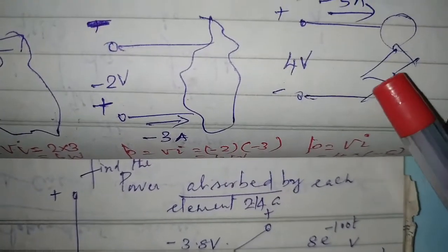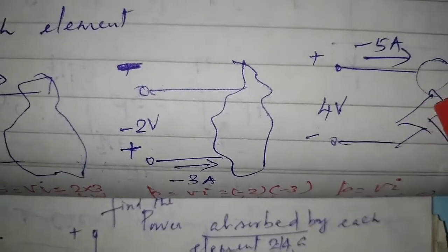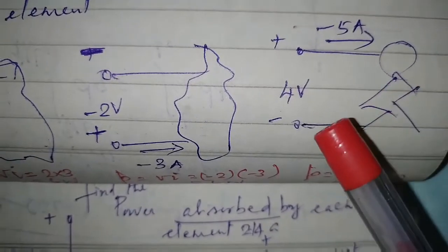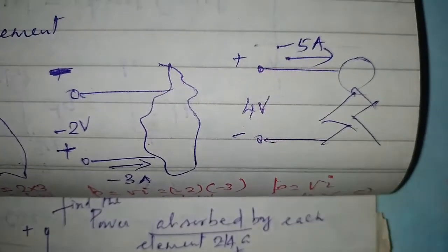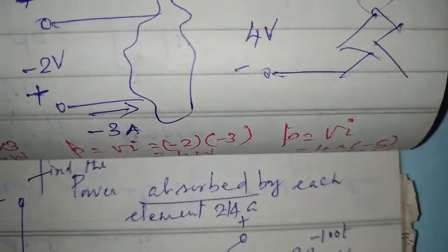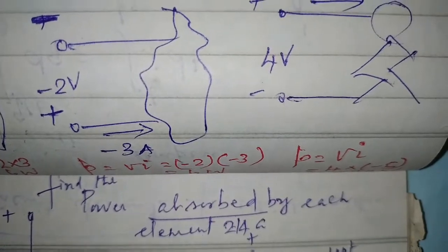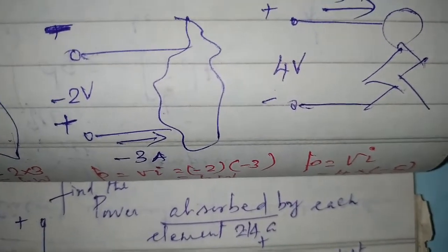Here, again, minus 5 amperes is entering through the terminal marked positive, and a voltage of 4 volts is sitting between the terminals. Then simple product, minus 20 watts is the absorbed power. Now, this is B.